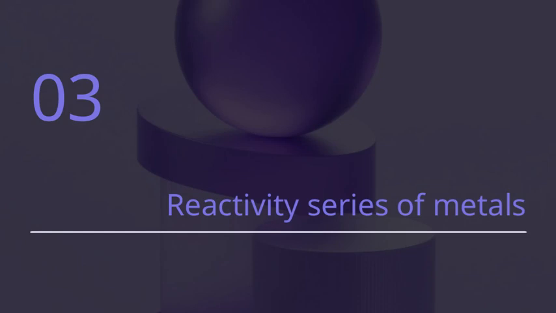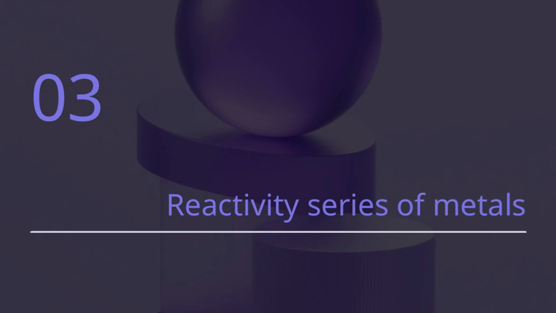Let's take a closer look at the reactivity series of metals. This is a list that ranks metals based on how easily they react with other substances, like acids or water. The most reactive metals are at the top, while the least reactive are at the bottom. Understanding this series helps us predict how different metals will behave in chemical reactions.